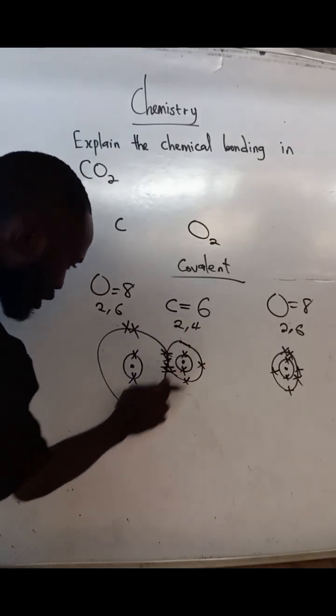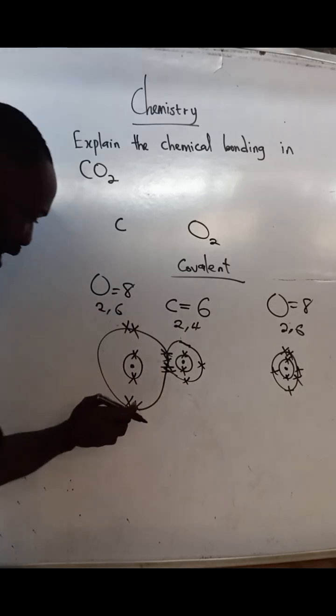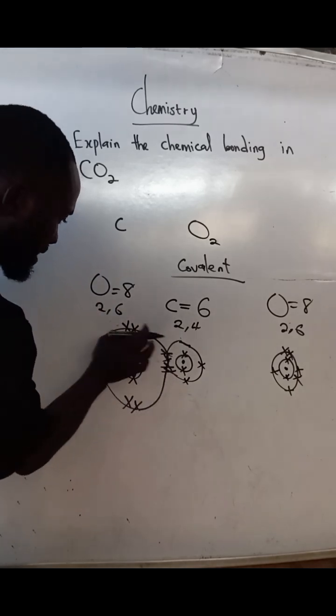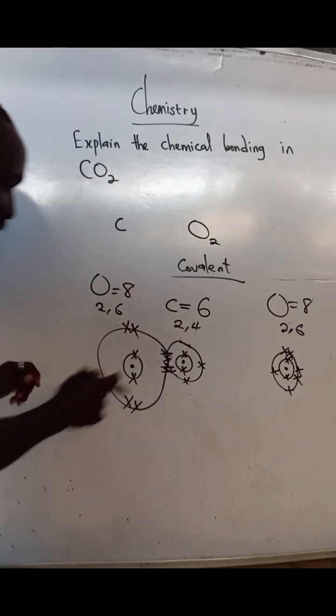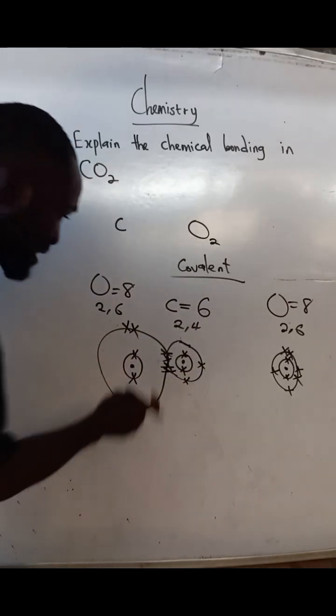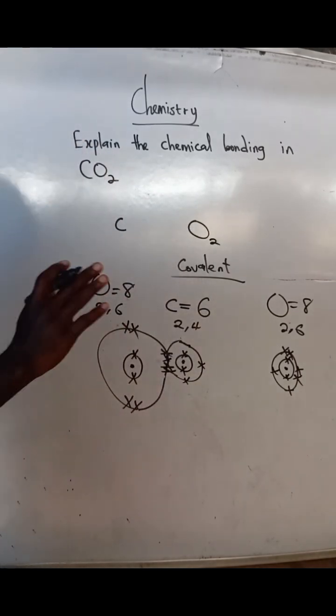So if you check the number of electrons on this oxygen alone, you see that it is 8. Let's count. 1, 2, 3, 4, 5, 6, 7, 8. It has attained the octet configuration. How about the carbon that is in the middle? Has it attained? We have 1, 2, 3, 4, 5, 6. It is 6. It remains 2.